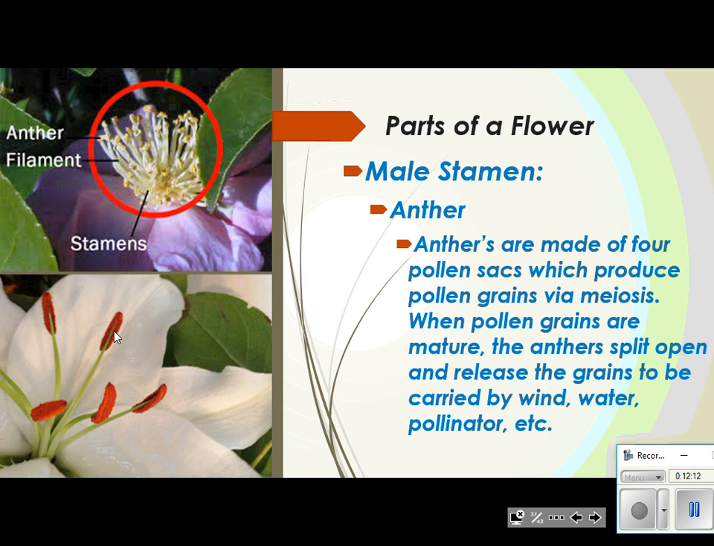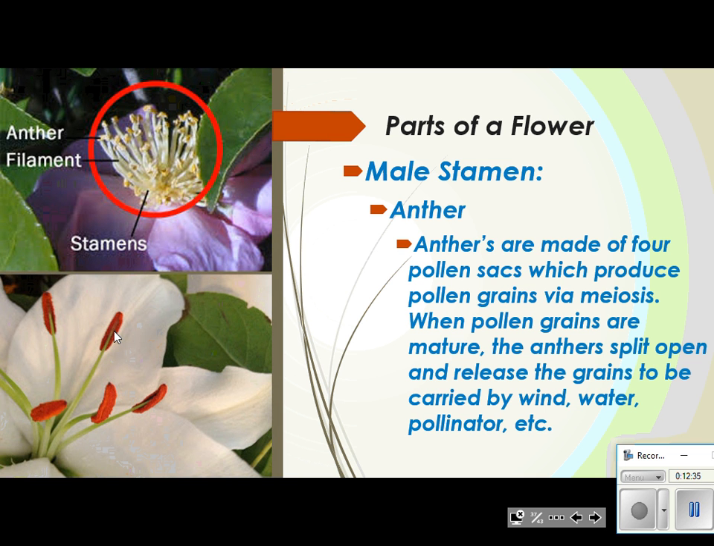Once that anther splits open, the pollen grains are released, and they can be carried by air, they can be carried by water, they can be carried by some sort of a pollinator, whether it's a bee, could be a bird, etc.